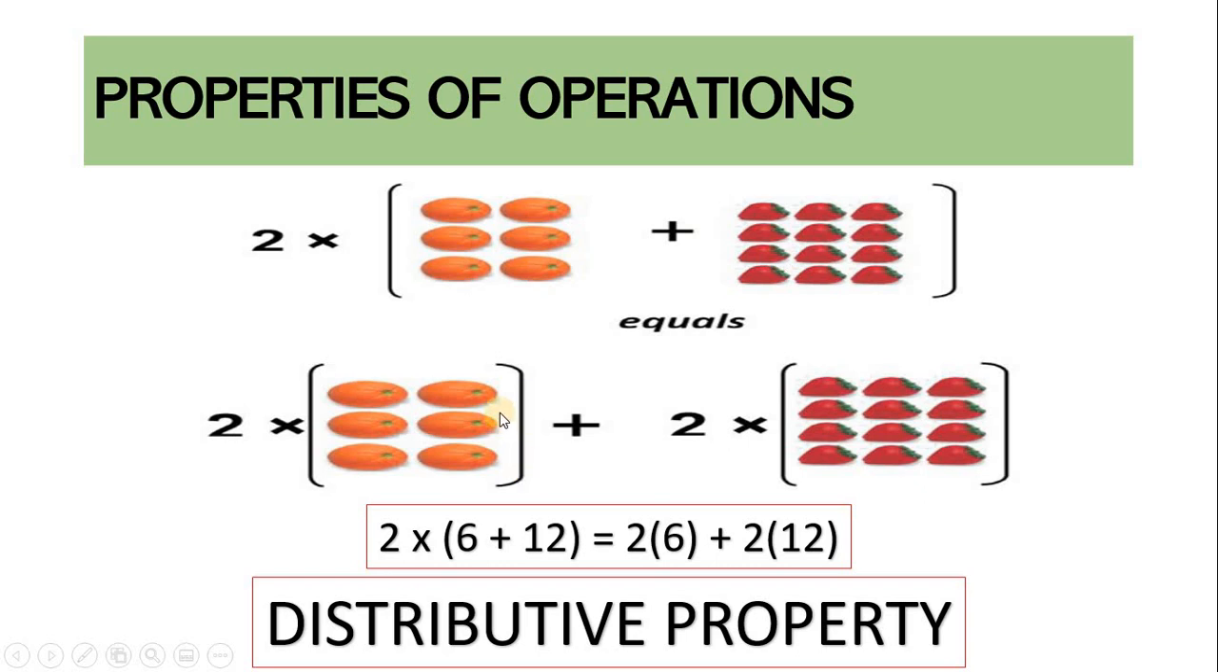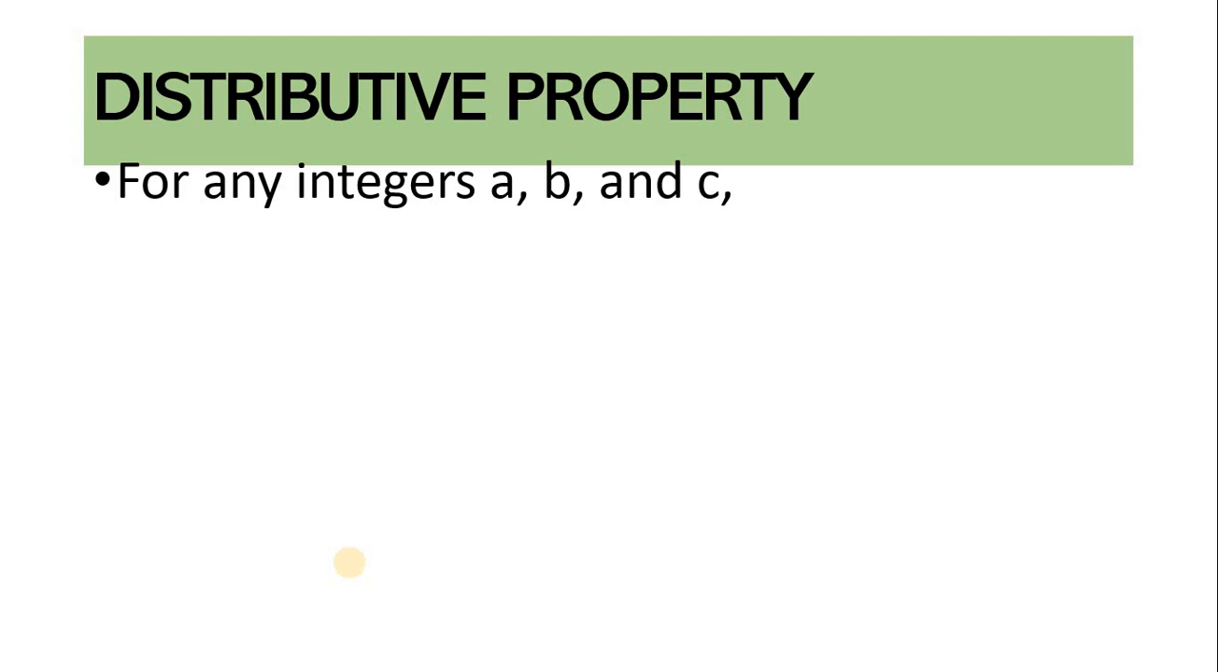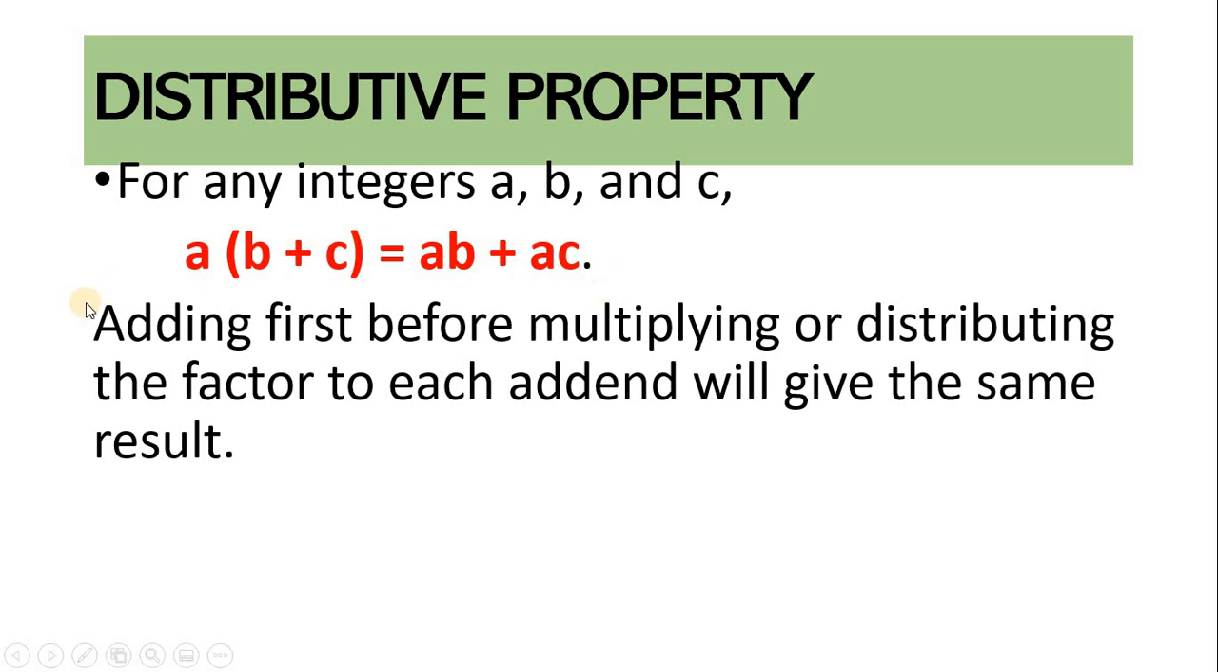So, kahit mauna yung addition or mauna yung multiplication, kapag gumamit tayo ng distributive property, same pa rin yung magiging value. So, for any integers A, B, and C, A times the quantity of B plus C is equal to A times B plus A times C. So, yan yun. Adding first before multiplying or distributing the factor to each addend will give the same result.